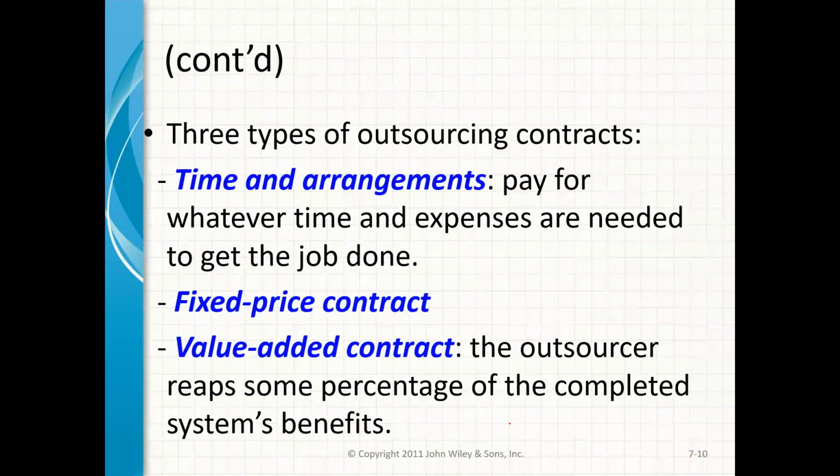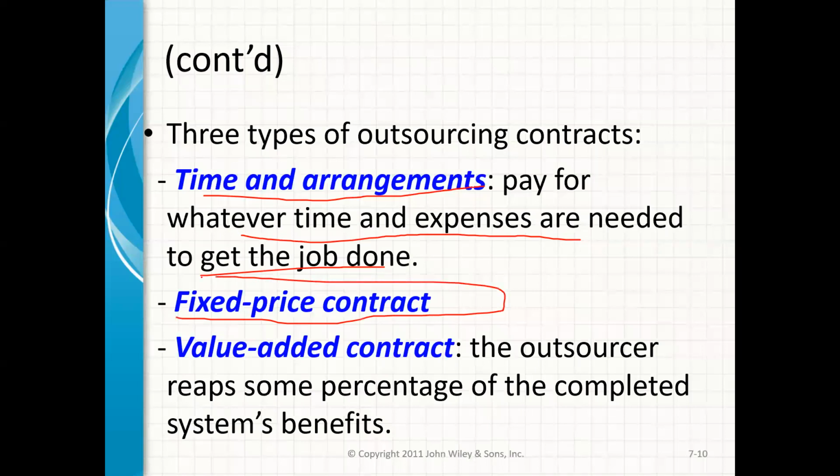All right. So there are three types of outsourcing contract. There is what you call time and arrangement: you pay for whatever time and expenses are needed to get the job done. You can pay for the time and any other expense to get the job done. And there is a fixed price contract. And also there is what you call a value added contract. Here the outsourcer will reap some percentage of the completed system's benefits.